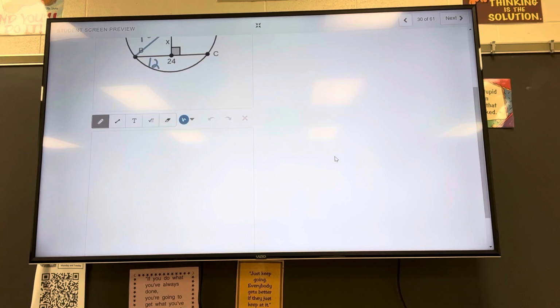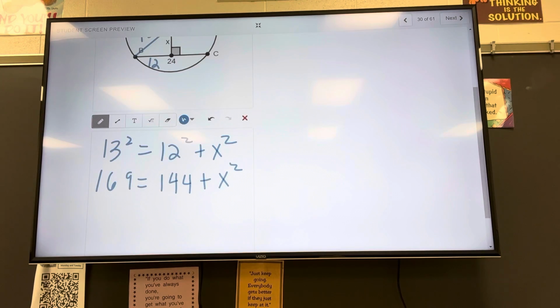Now this is a Pythagorean triple, which means it's one to memorize, and I already know what the answer is just because I have it memorized. But if you don't, 169 equals 144 plus x squared. Subtract the 144 from both sides, and you end up with 25 equals x squared. And then you take the square root of both sides. So you get x is 5. Leave that up for a second.